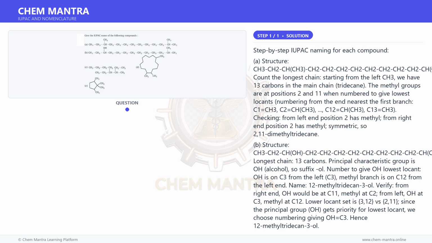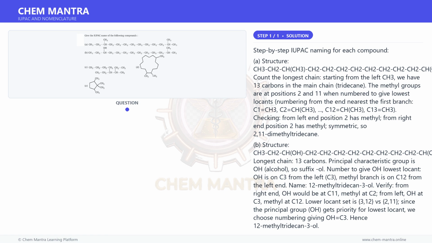Longest chain is octane, 8C. Substituents, 3-methyl and 4-ethyl on octane. IUPAC, 4-ethyl-3-methyloctane. D. Cyclopentadecane, 15-membered ring.